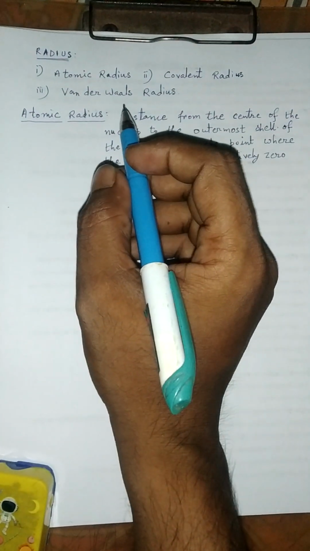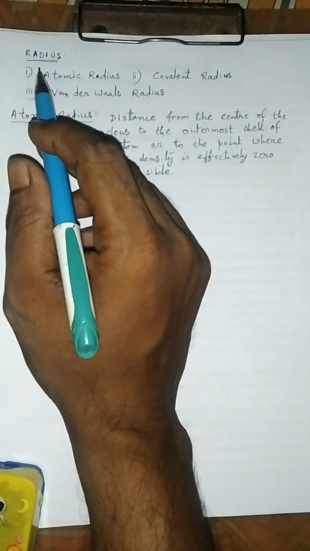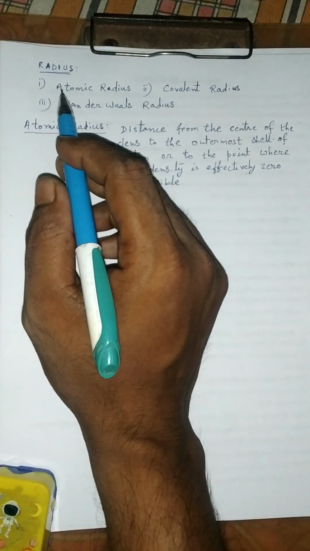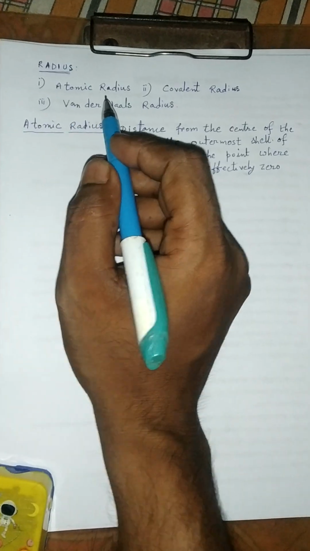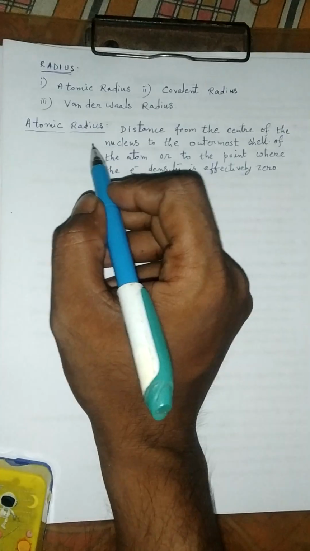Hello friends, today we will discuss radius. We will discuss three types of radius: atomic radius, covalent radius and van der Waals radius.